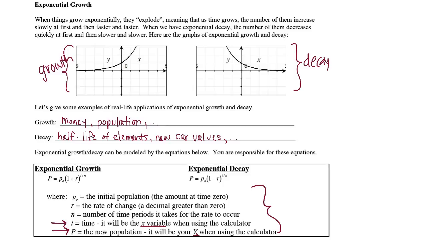Also, the rate of change that we're talking about is a decimal that is greater than 0. So do make sure you keep up with that. N, that's the number of periods it takes for the rate to occur. And of course, P sub 0, that's just going to be your initial population or initial amount that you have.